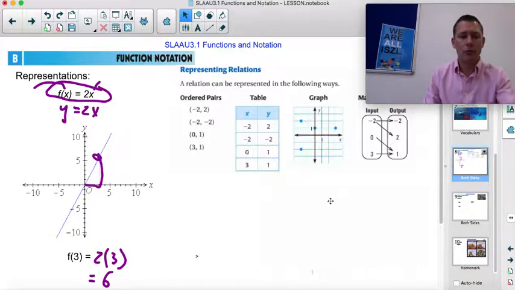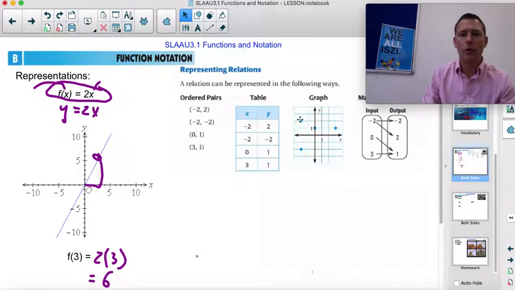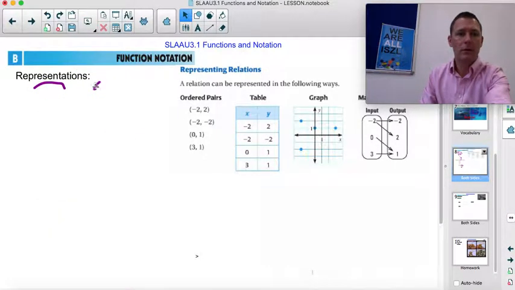So we can represent these in some different ways, one of which is an ordered pair set, which is just the x's and y's.